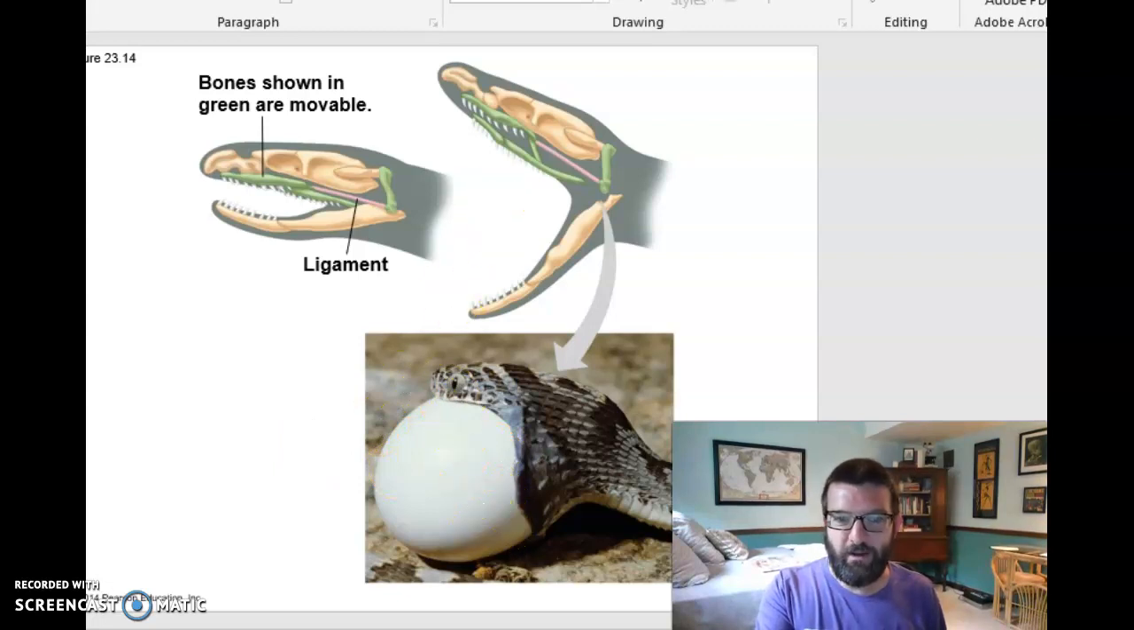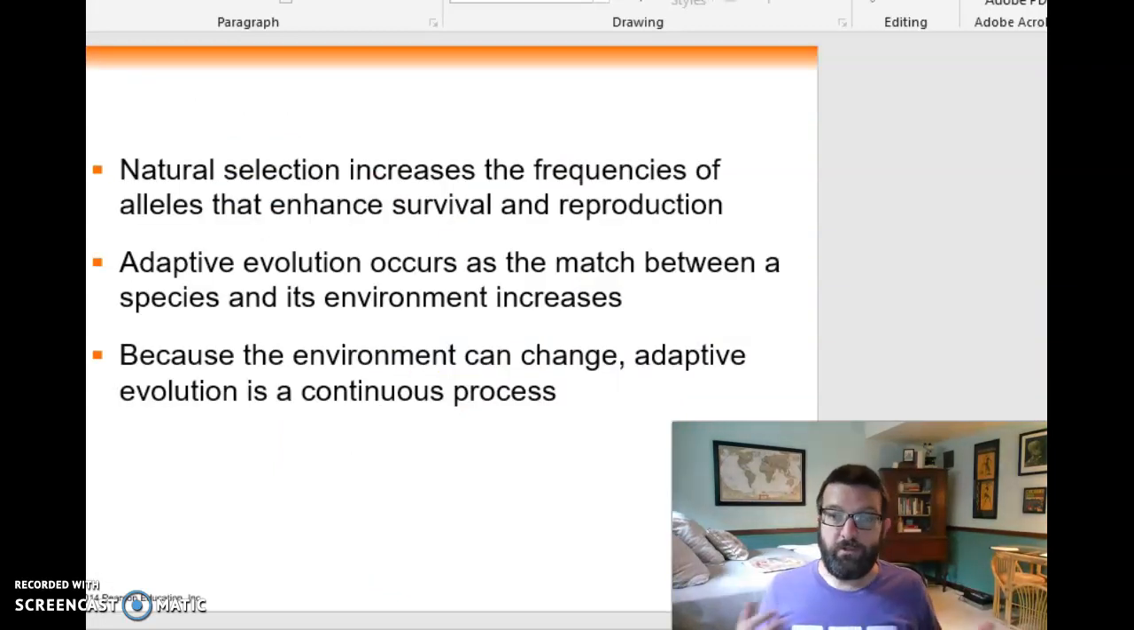Wild stuff. So, as a result of natural selection, alleles that enhance survival and reproduction, reproduction specifically, survival really only as it leads to reproduction, those alleles then proliferate in the population, and you wind up with organisms that are pretty well adapted to their environment. But environments are not static. Environments can change, and so adaptive evolution is a continuous process. It's always happening. We are still undergoing evolution by natural selection today.